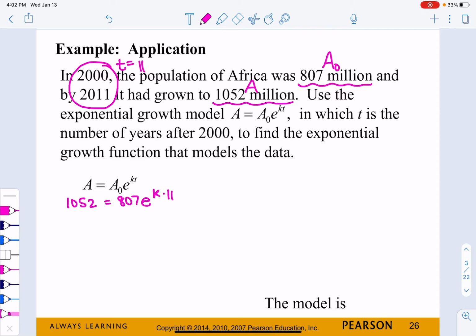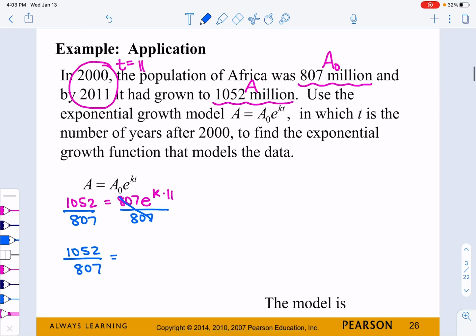So let's start solving this to figure out what that k value could be. If I want to get k by itself, I need to get rid of that 807 first, so we're going to divide by 807. I'm just going to leave this as a fraction for now and do one big calculation later. So 1052 divided by 807 is going to leave us with e to the k times 11. I'm going to write that as 11k. My algebra mind does not like k times 11.